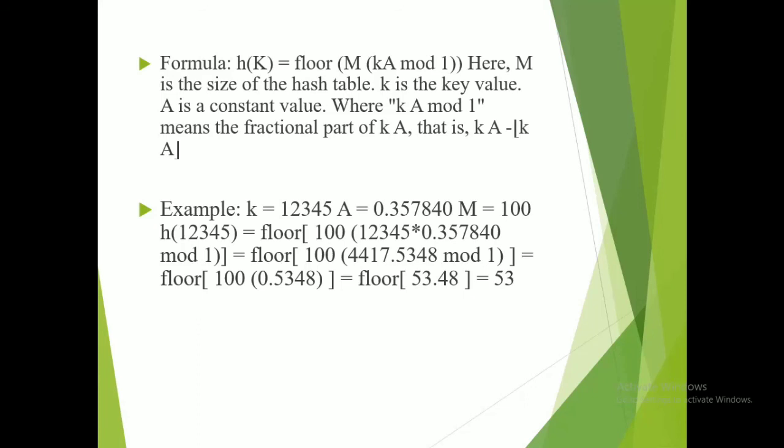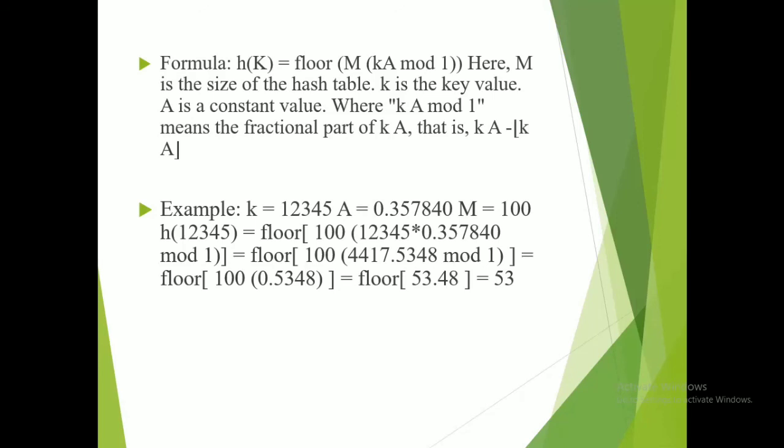h(k) is equal to floor(m (ka mod 1)). Here m is the size of the hash table, k is the key value, a is a constant value, where ka mod 1 means the fractional part of ka, that is ka minus floor(ka).